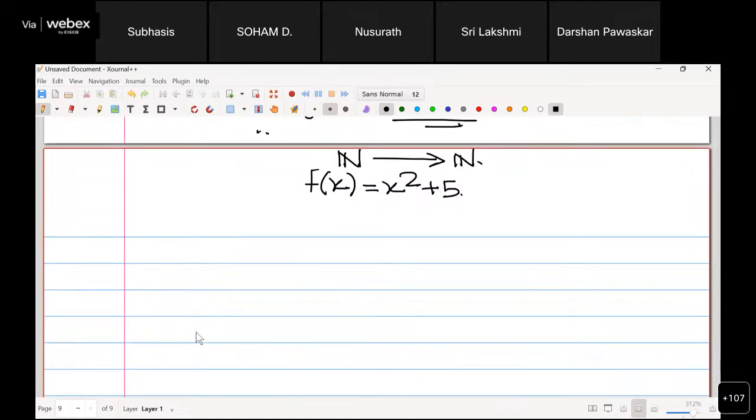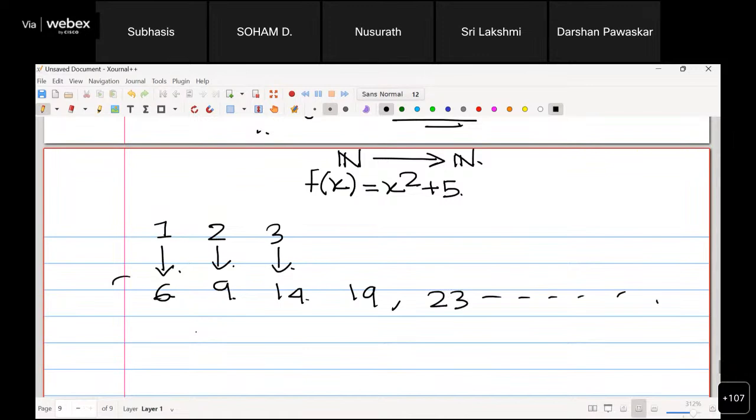So first tell me, if you take 1, what will you get? 6. Right? And if you take 2, what will you get? 9. If you take 3, you will get 14, right? Then you will get 19, right? This range is not the same as codomain. As you can see, this is your codomain, and certainly you are missing a lot of elements from the codomain. So that's why this is not an onto function. Onto or surjective, whatever you like. Okay, fine. Thank you.